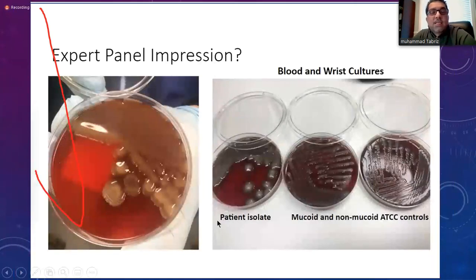So this is the colony in the culture. Look at this mucoid. There's a microbiologist here. Any idea? Any thought process or anything on what it could be from the microbiologists here?